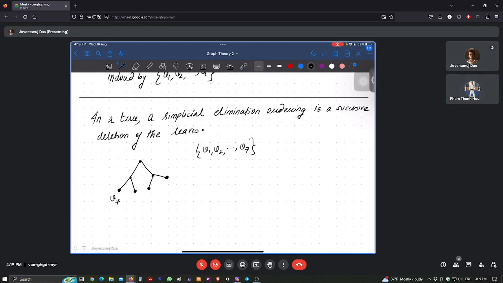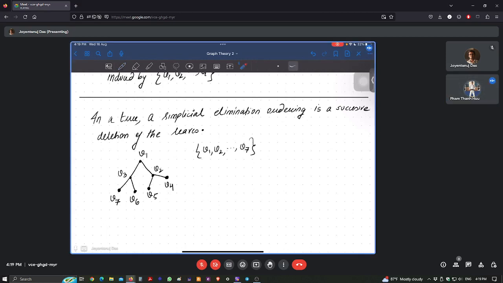These are the leaves, right? So this I can name V7, V6, V5, and V4. So we can start deleting this one, then this one, then this one, and this one. That is not a problem. Now after deleting these four, this and this become pendant vertices, right? So I can name this one v3, this is v2, and finally I can name this v1.